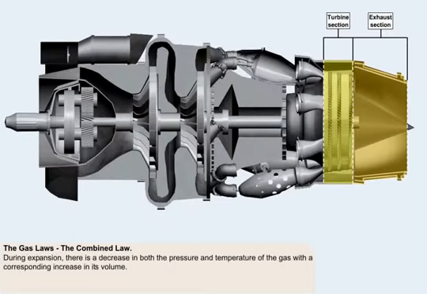During expansion, when some of the energy in the gas stream is being converted to mechanical energy by the turbine, there is a decrease in both the pressure and the temperature of the gas, with a corresponding increase in its volume.